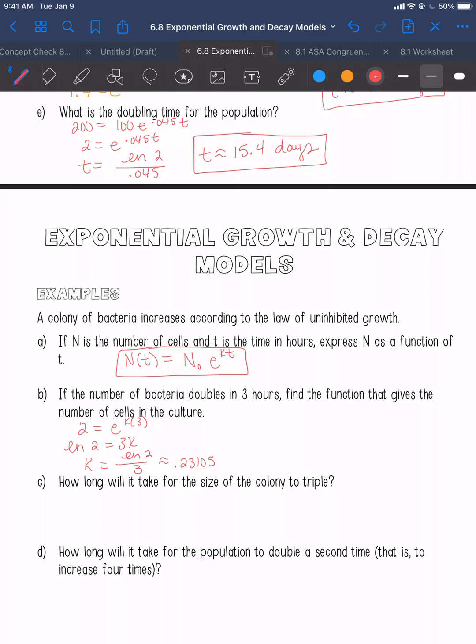Okay, if you want to be as accurate as possible, you could leave k as the natural log of 2 over 3, or 1/3 natural log of 2. But if you round out to a decent amount of decimal places, it's going to stay pretty accurate here. So our function is N of t equals N sub naught, the initial amount, times e raised to the 0.23105 t.